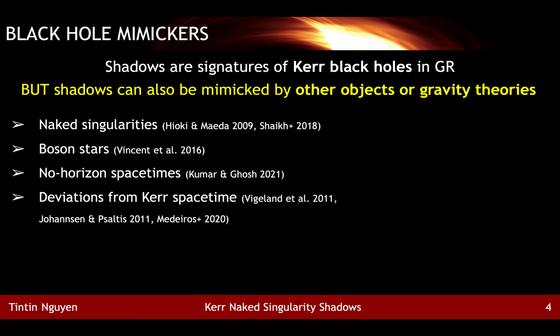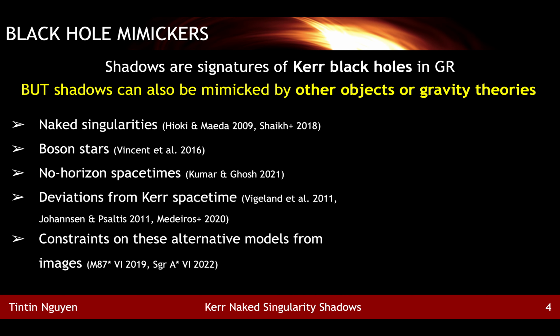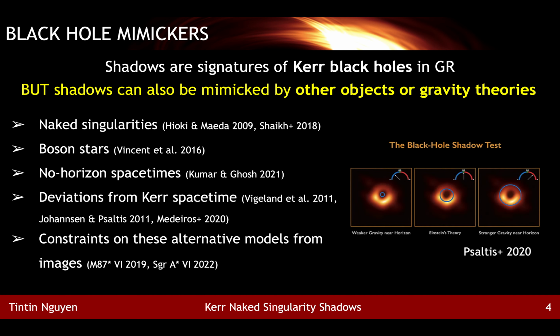You can have deviation from the curved space-time. That can also produce very similar closed black hole shadow images. And the Event Horizon Telescope has placed some constraints on these alternative models of black holes and gravity theories from the direct black hole images.